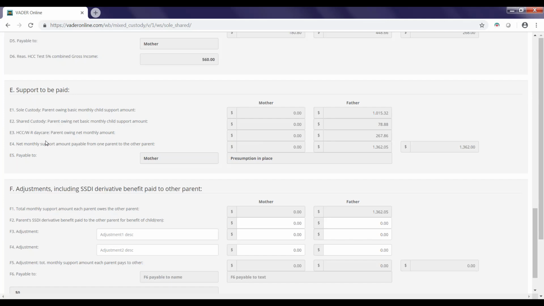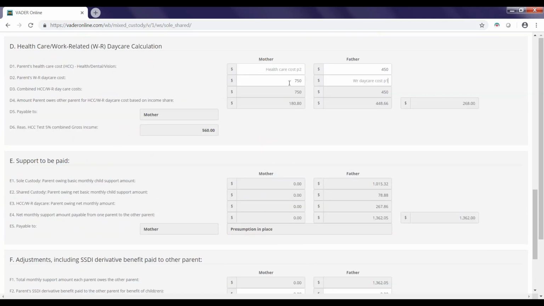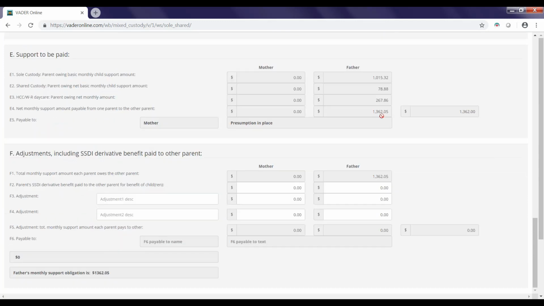And now in line E3, for that $750 daycare cost, dad owes mom $267.86. You add all those up, it comes to $1,362 that is payable to mom. Now, if you come down to subsection F, you can make adjustments to that guideline amount if you care to.